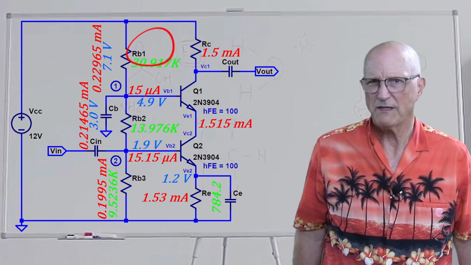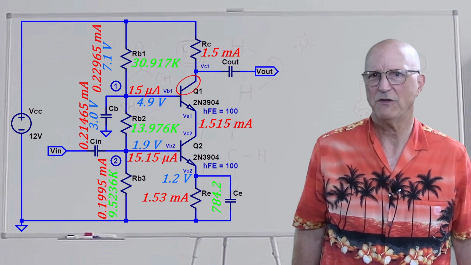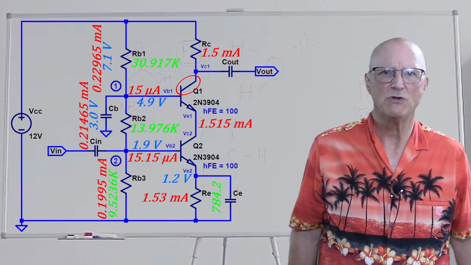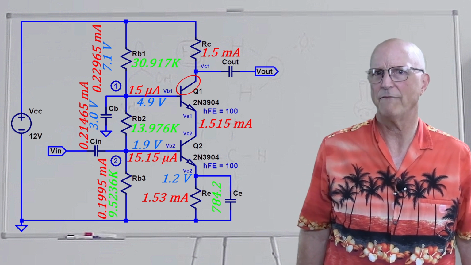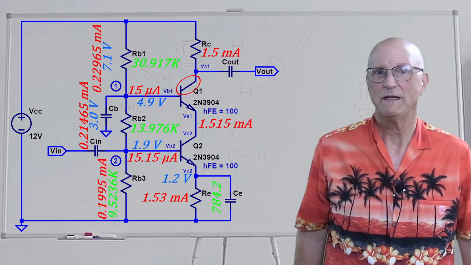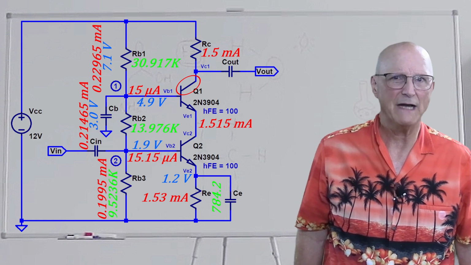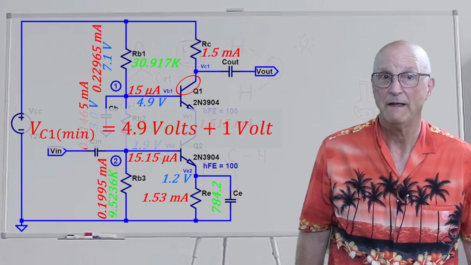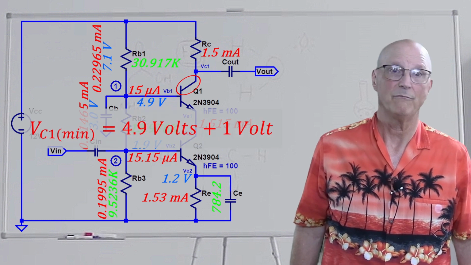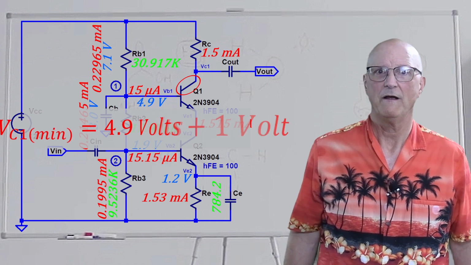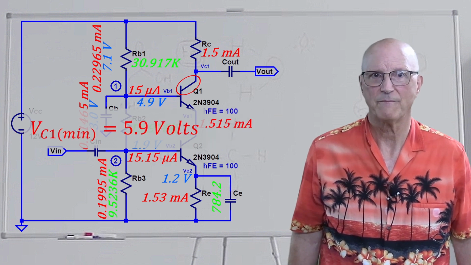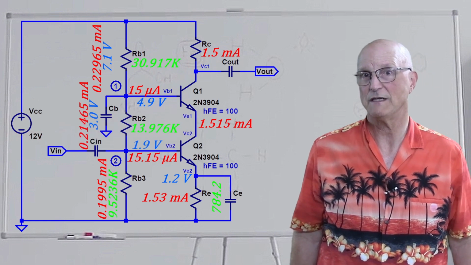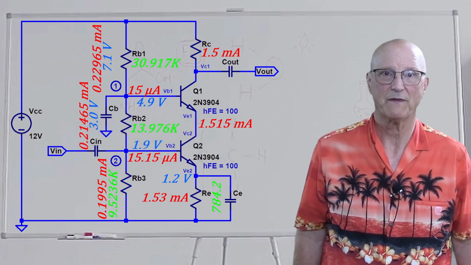Now, to be sure that the base collector junction of Q1 is reverse biased, the collector voltage must be no less than 1 volt above the base voltage. This means that the absolute positive minimum voltage we can allow on the collector of Q1 is 4.9 volts plus 1 volt, or 5.9 volts. The other hard stop is the power supply voltage, or VCC, which is 12 volts.